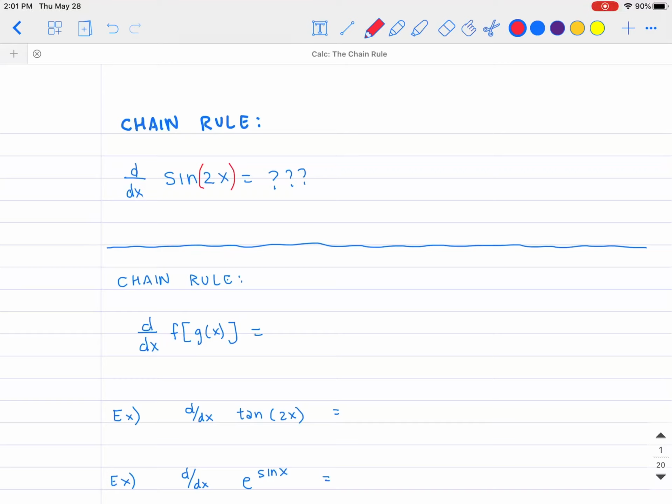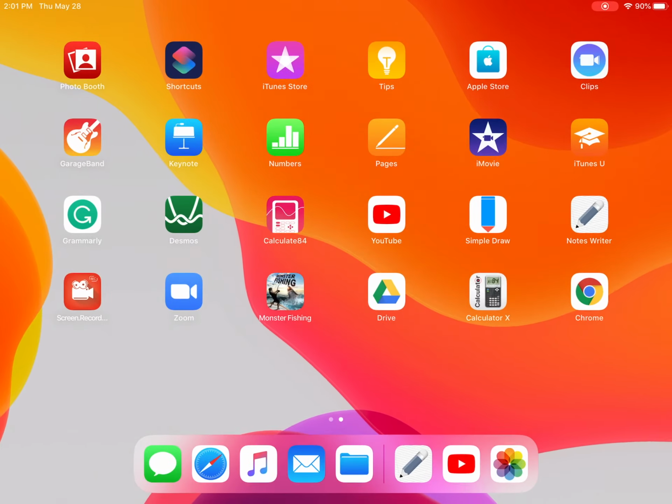One might think that, okay, well, the derivative has something to do with cosine, but the question is, well, what is that 2x inside? Is it going to change my answer in any way whatsoever? Is the answer just plain old cosine of 2x? Unfortunately, it's not going to be that simple. So let's go ahead and take a look at this graphically so you can see what I mean.